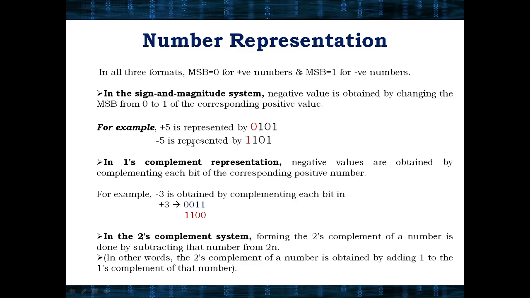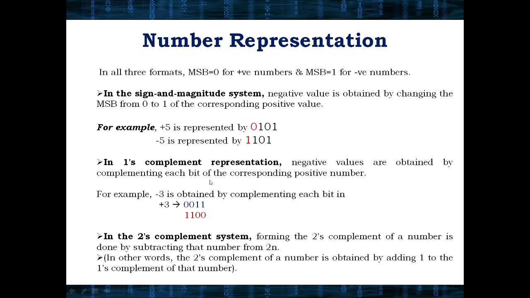If the sign bit is 1, it represents a negative number, and if the sign bit is 0, it represents a positive number. So in the sign and magnitude representation of an n-bit number, the first bit represents the sign and the remaining n minus 1 bits represent the magnitude of the number.